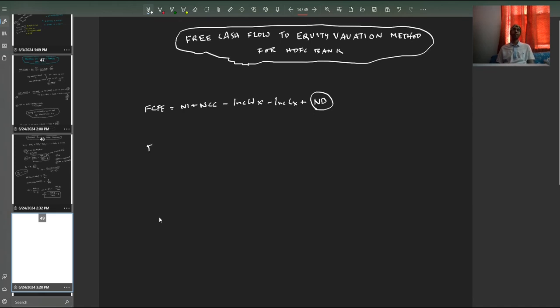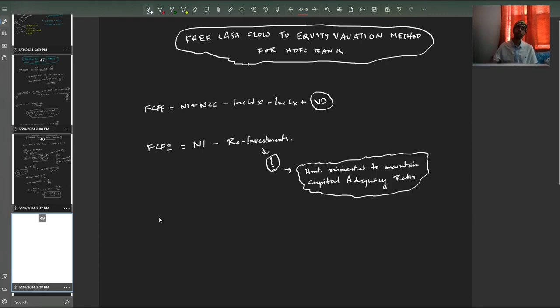The other expression that we use here is free cash flow to equity is equal to net income minus reinvestments. Now, what is this reinvestment? We already know what net income is, right? What is this reinvestment, friends? It is the amount that you want to invest to maintain your capital adequacy ratio. Amount reinvested to maintain capital adequacy ratio.